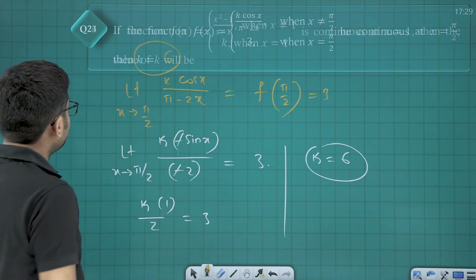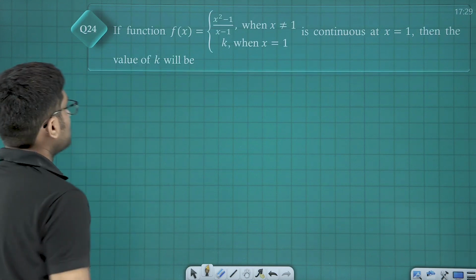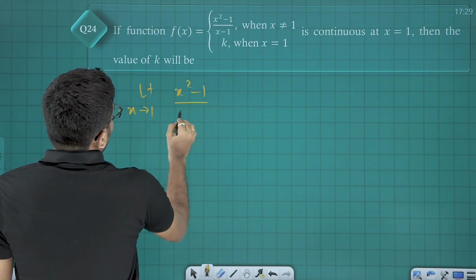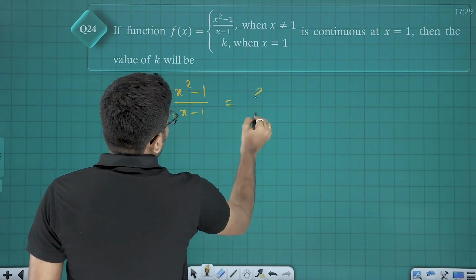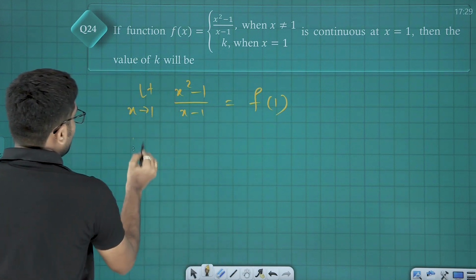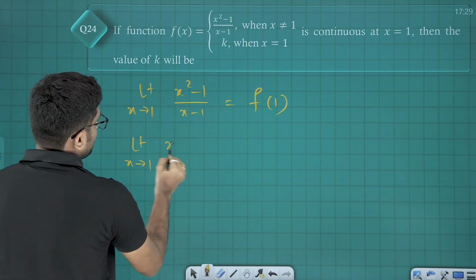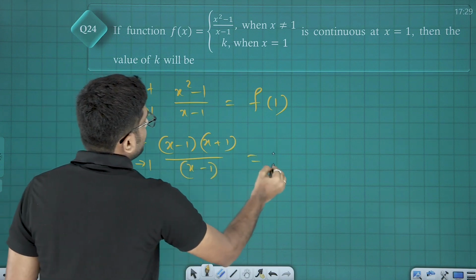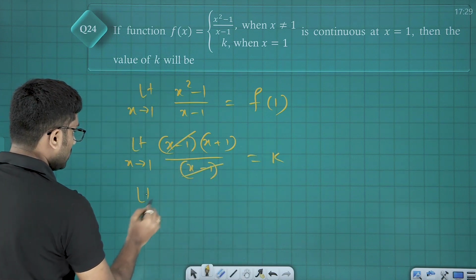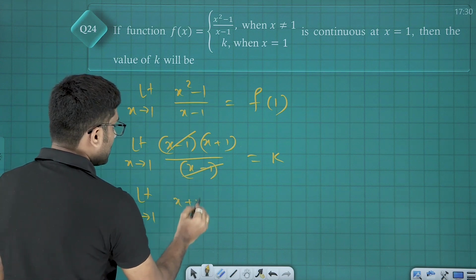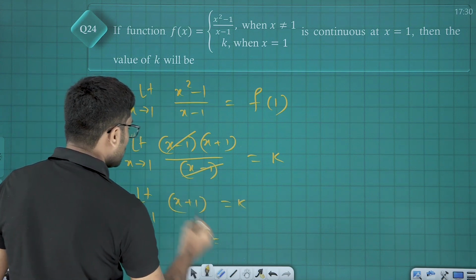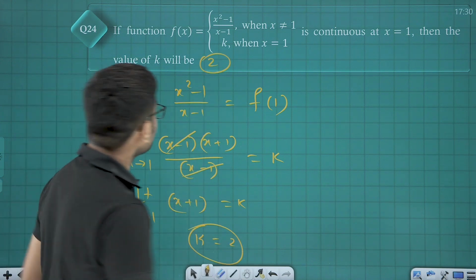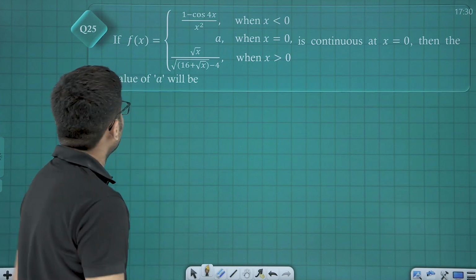Clear? Next, if the function f of x is equal to, same story again, if it is continuous then limit x tends to 1, limiting value should be equal to function value, that is f of 1. So limit x tends to 1, x square minus 1 can be written as (x minus 1) into (x plus 1) by (x minus 1). F of 1 they have given as k. X minus 1 gets cancelled. Limit x tends to 1, x plus 1 should be equal to k. So k is equal to, put x equals 1, 1 plus 1 is 2. Answer is 2. Next question, the last question.